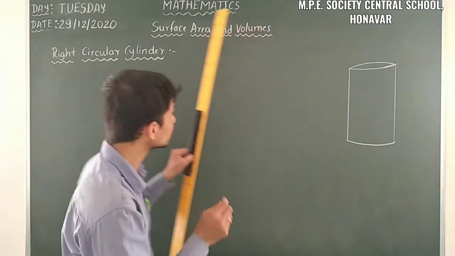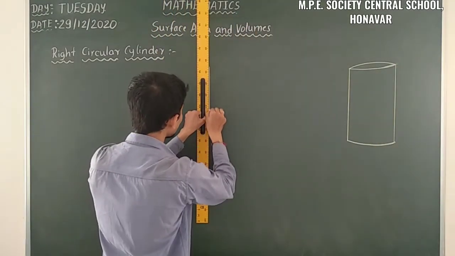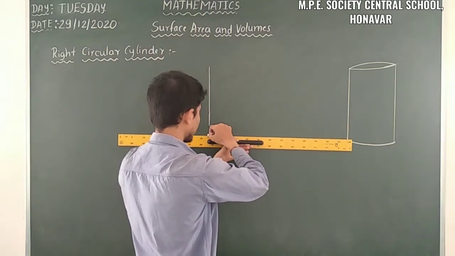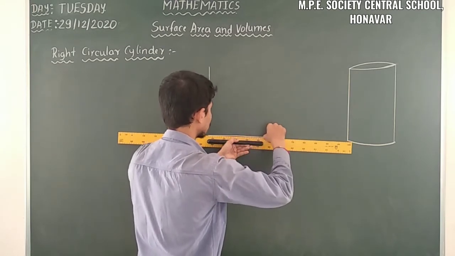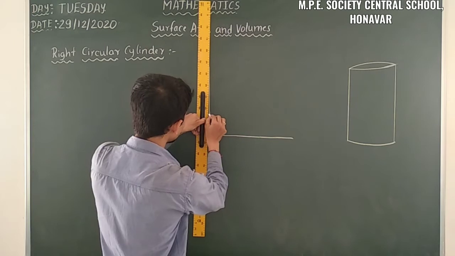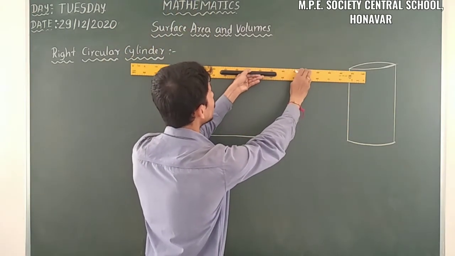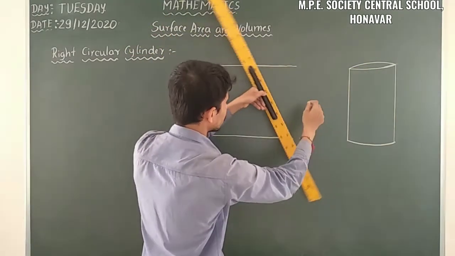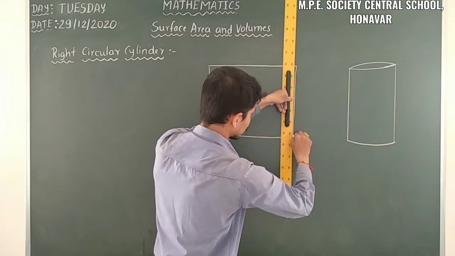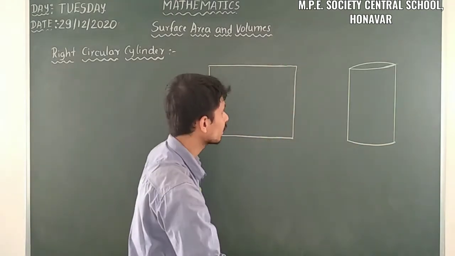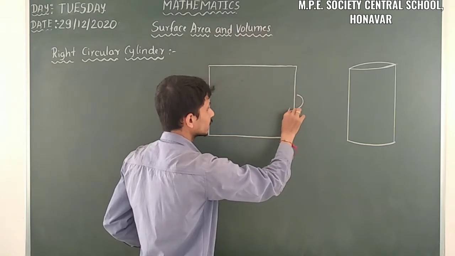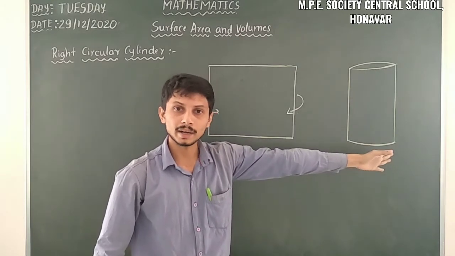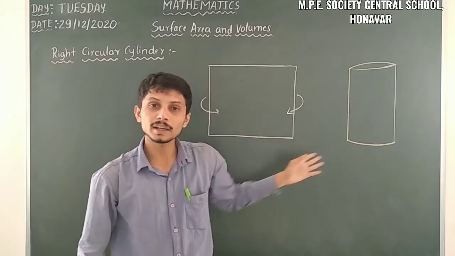Here initially it is a rectangle. Initially we have a rectangle. Then when we rotate like this, it converts into a right circular cylinder. So already we know about that one.